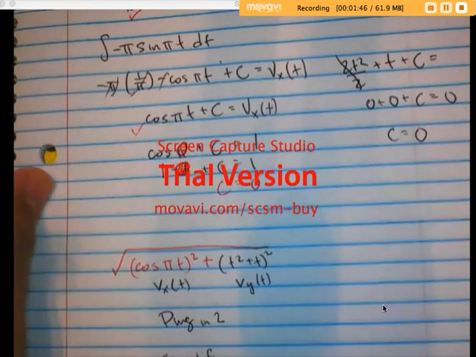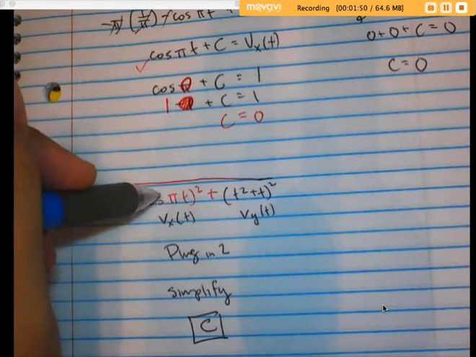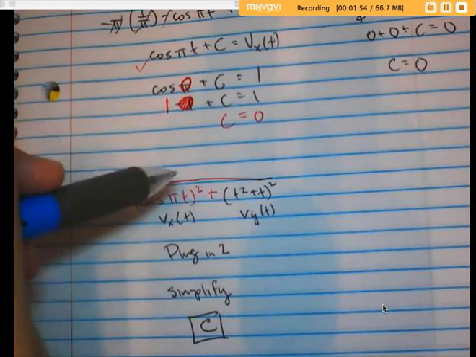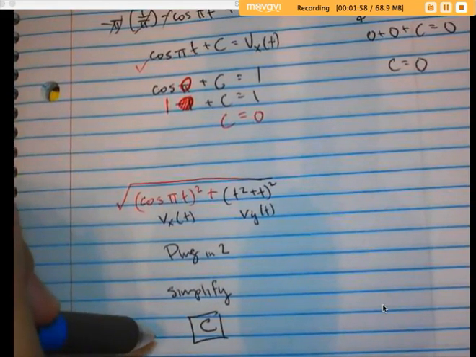Okay? It's a little algebra from there. My velocity component in the x part, and then the y part. Square root. Plug in 2, simplify, C.